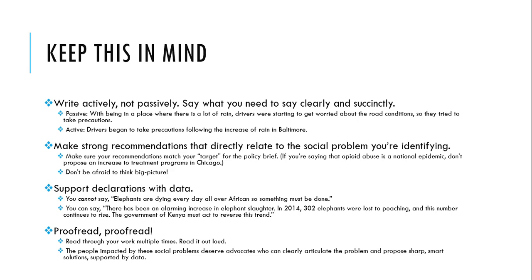So you want to make sure that your recommendations match your target audience for the policy brief. For example, if you're saying that opioid abuse is a national epidemic that's affecting people all across the country, that we're seeing mortality rates increase all across the country, don't propose an increase to a treatment program in Chicago, right? So you want to make sure that the recommendations you're making in this particular policy brief match the scope and magnitude of the problem that you're discussing.